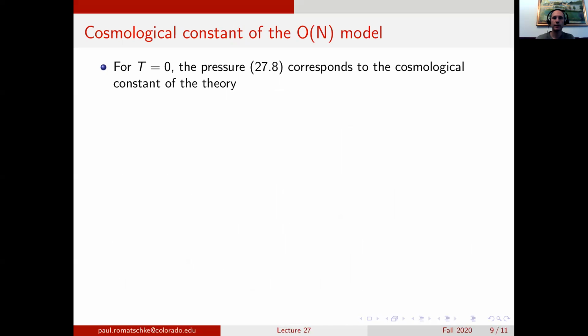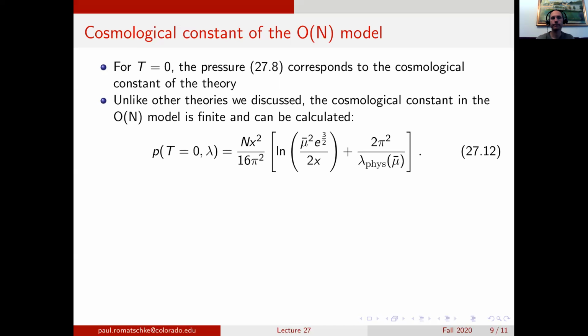So let us now discuss a little bit what the model has to say about the cosmological constant. Recall that the cosmological constant is essentially given by the pressure at zero temperature. Unlike other theories we discussed, such as the free scalar field, the cosmological constant in the O(N) model is finite, and it can be calculated in the following way. In dimensional regularization, this result is finite. So we found that this is the result we got.